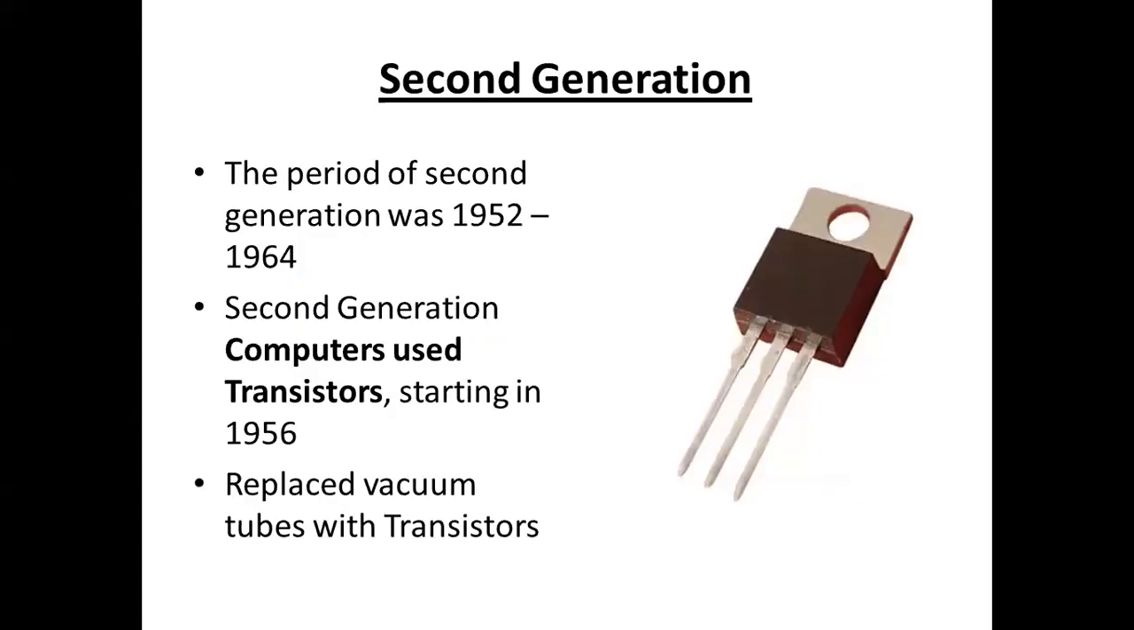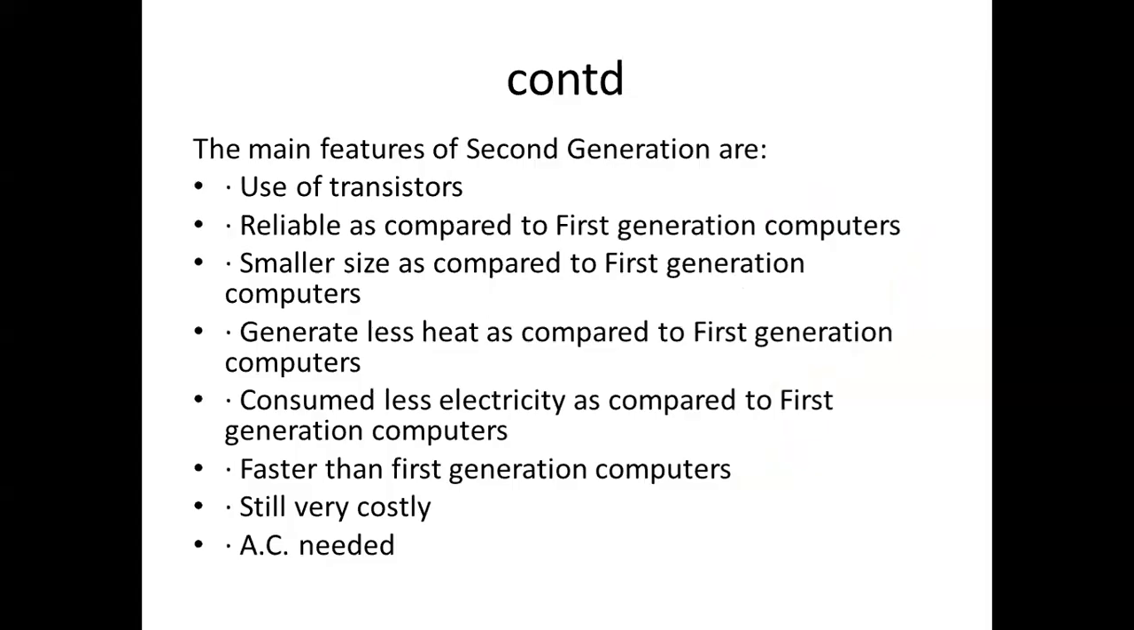Next is the second generation computer. The period of second generation computers was 1952 to 1964, and they follow transistors. Now they never use vacuum tubes. Vacuum tubes were replaced by transistors in the second generation of computers. Its main feature: now instead of vacuum tubes, they use transistors.